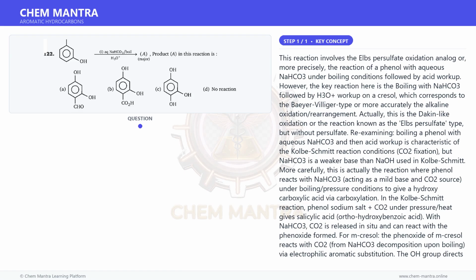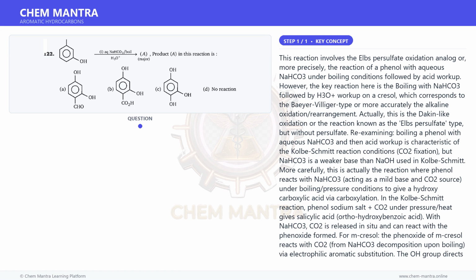However, the key reaction here is the boiling with NiHCO3 followed by H3O+ workup on a cresol, which corresponds to the Baeyer-Villiger type, or more accurately the alkaline oxidation rearrangement. Actually, this is the Dakin-like oxidation or the reaction known as the ELBS persulfate type, but without persulfate. Re-examining, boiling a phenol with aqueous NiHCO3 and then acid workup is characteristic of the Kolbe-Schmitt reaction conditions, CO2 fixation, but NiHCO3 is a weaker base than NaOH used in Kolbe-Schmitt.